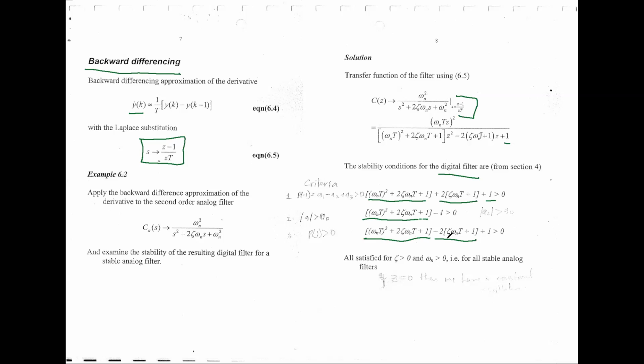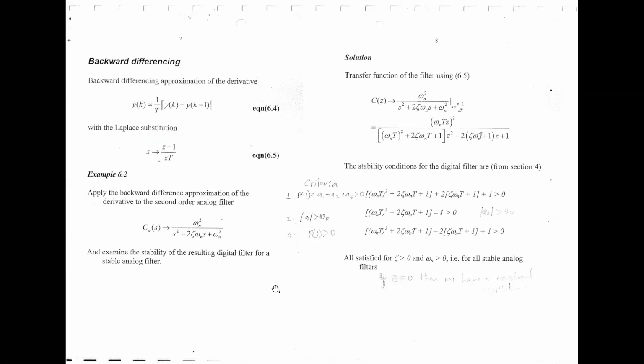Now, all these conditions are satisfied when zeta is greater than zero and omega n is greater than zero. That is the case for all stable analog filters, because to get a stable analog filter, you have to have zeta and omega n both greater than zero. Then this is stable, which means the roots fall in the left-hand plane of the S plane. So if you have a stable analog filter, then you will have a stable digital filter, because all these three conditions are satisfied if zeta is greater than zero and omega n is greater than zero. So that's how you analyze the stability of your transformation.